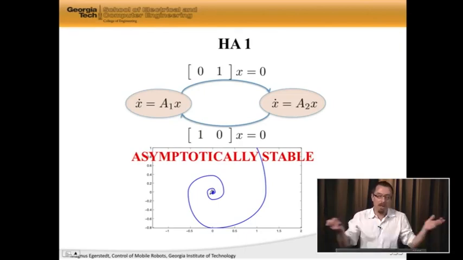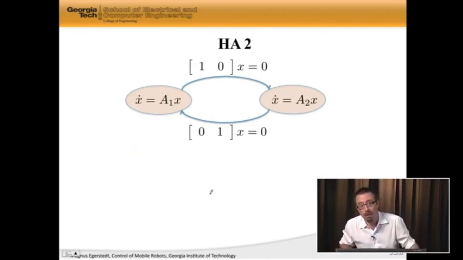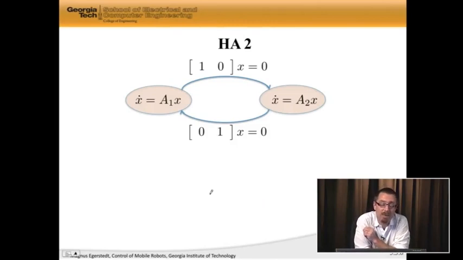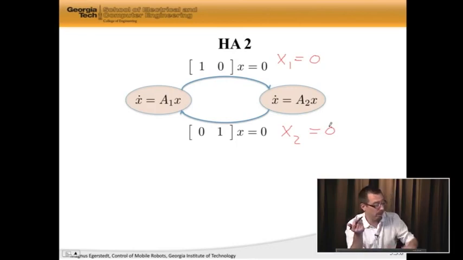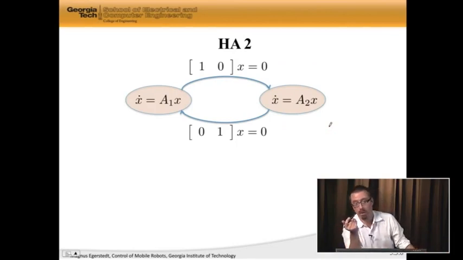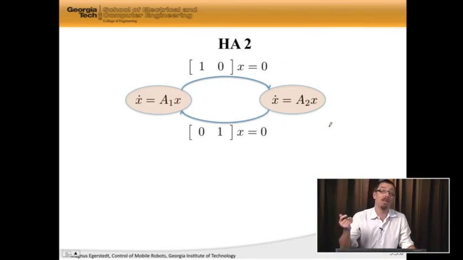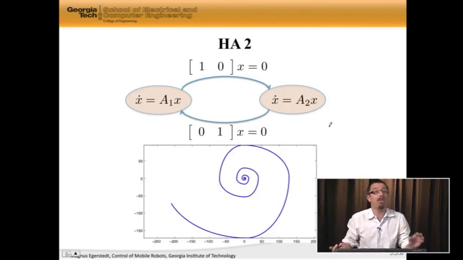Which makes you wonder, why am I calling this a counterexample? Well, this is not a counterexample, but aha, hybrid automaton number 2. Maybe that is the counterexample. It's the same as hybrid automaton number 1, but I switched the guard conditions. So I'm switching from mode 1 to mode 2 when x1 is equal to 0. And I'm switching from mode 2 to mode 1 when x2 is equal to 0. This seems like a modest enough modification if you ask me, but in all modesty, it turns out that that is a huge deal.